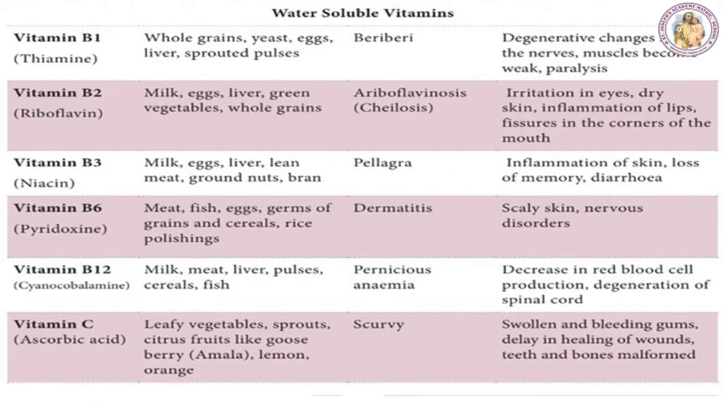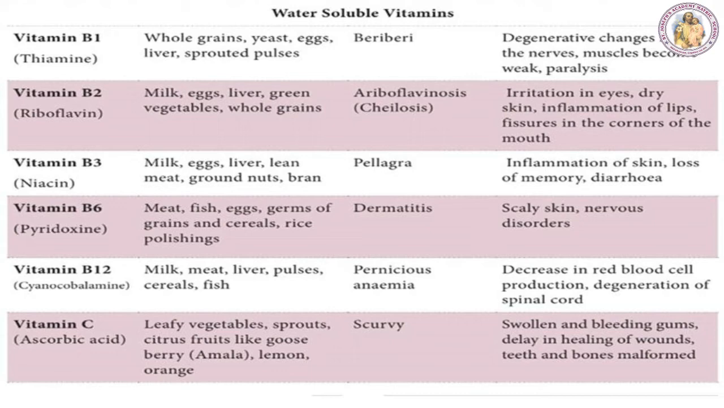Next, water soluble vitamins. We will have vitamin B1, vitamin B2, vitamin B3, vitamin B6, vitamin B12 and vitamin C. So here vitamin B1, the sources are whole grain, yeast, eggs, liver, sprouted pulses, and the deficiency disorder is beriberi. Symptoms are degenerative changes in nerves, muscles become weak and paralysis.